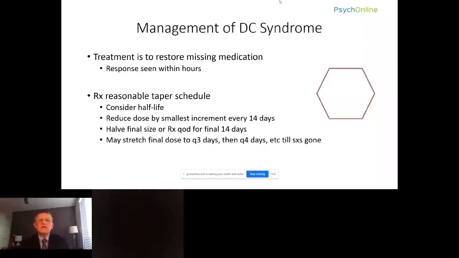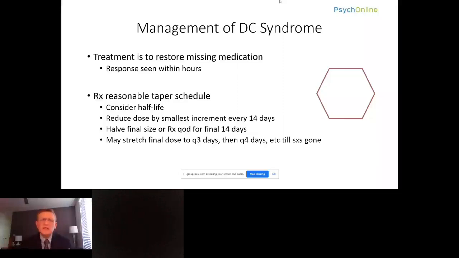Once we know that discontinuation syndrome is there, of course, the management is to restore the missing medication. Tell them to take it, or go back up on the dose if you're the one that prescribed the reduction. Always consider a reasonable taper schedule when you're tapering a serotonergic agent, considering the half-life as we discussed. Reduce the dose by the smallest increment you can every 14 days, and then halve the final size or give it every other day for the final 14 days.